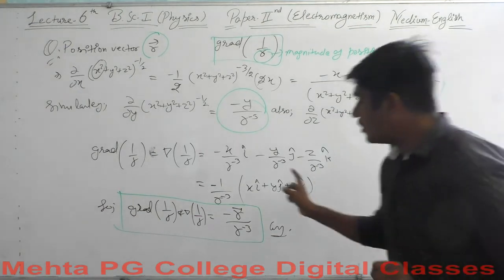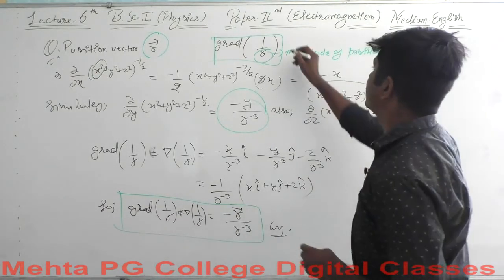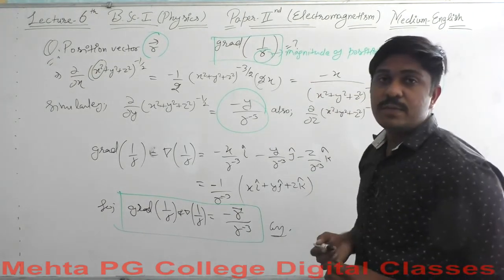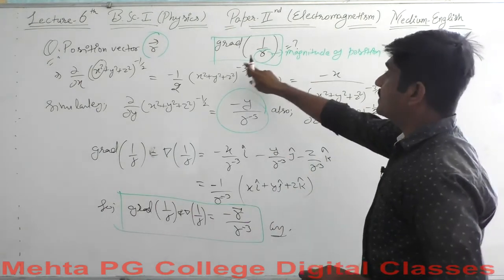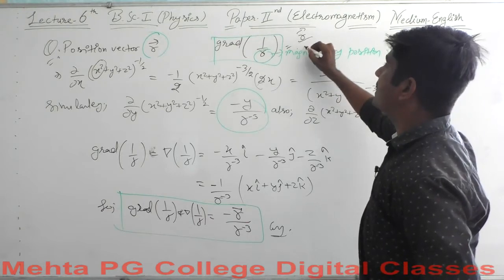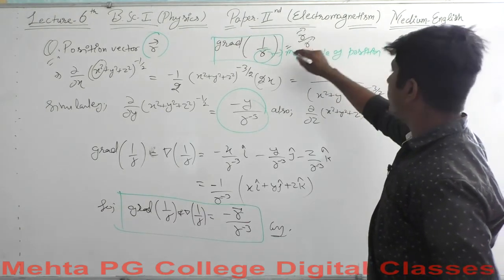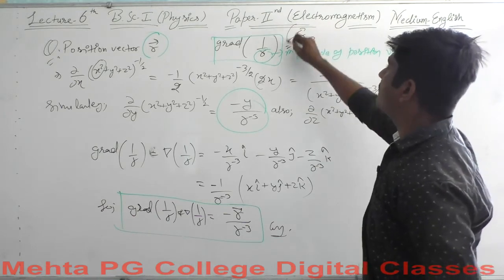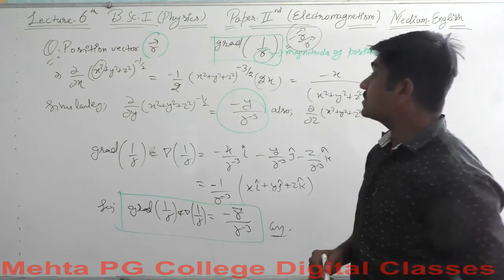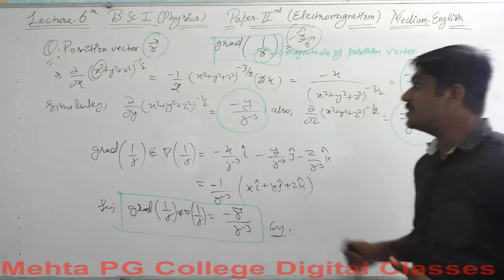This question has been asked as what the value will be, but it can also be asked to prove that gradient of 1 over r is equal to minus r vector over r raised to power minus 3. This has also been asked, to prove this. Okay. So this will be the solution here.